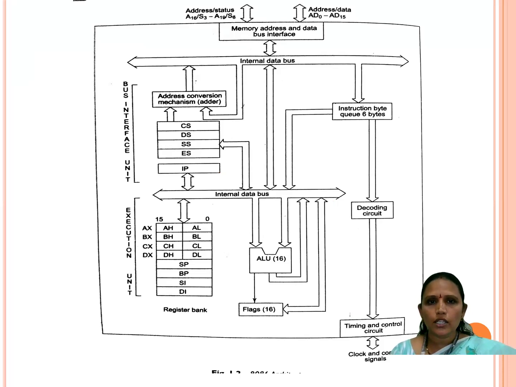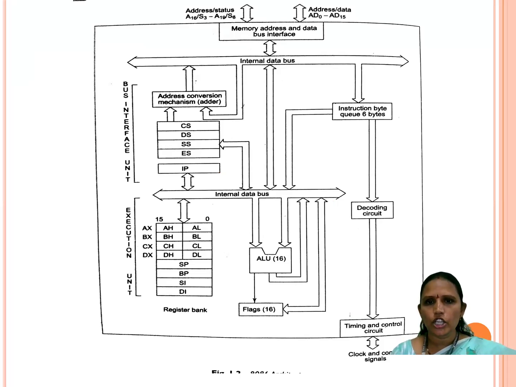Coming to the functional parts of the execution unit, it consists of the general purpose registers, that is GPRs, pointer and index registers, ALU, flag registers, and the timing and control unit. So it consists of 5 different functional parts. The bus interface unit consists of 3 functional parts, and the execution unit consists of 5 functional parts. So what are the 5 functional parts?